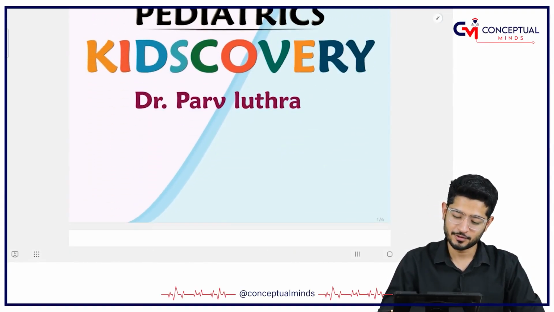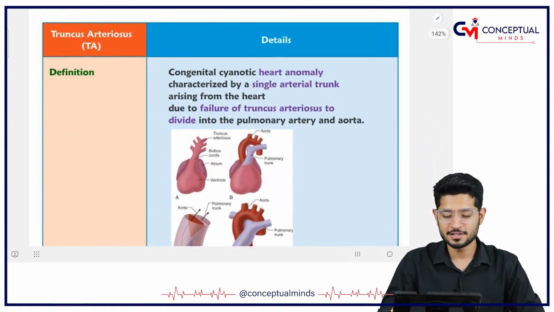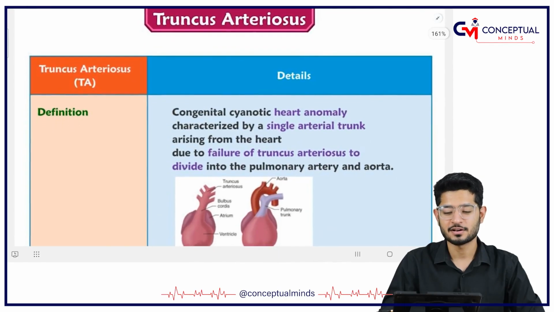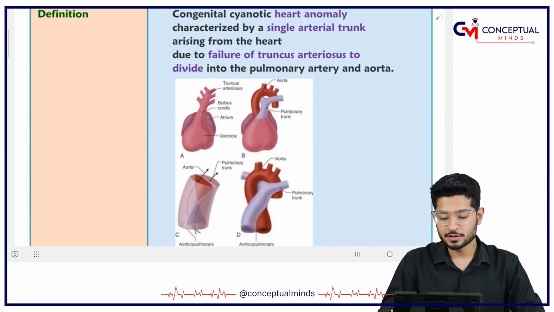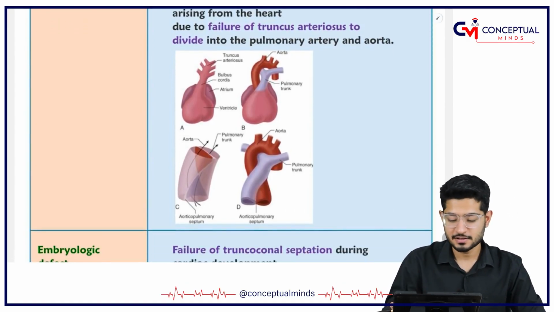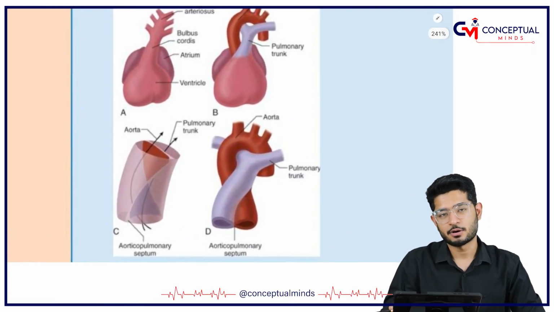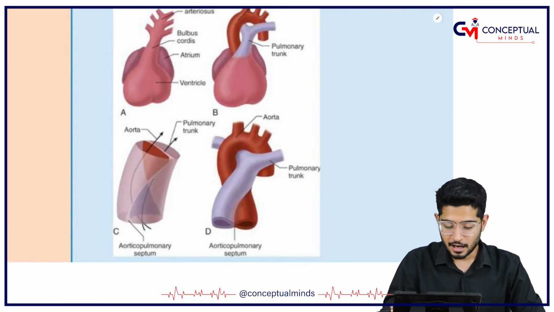Myself Dr. [name]. We are discussing the cardiovascular system, or pediatric cardiology, and the topic of discussion is Truncus arteriosus. Now what is Truncus arteriosus? See, Truncus arteriosus is actually an embryological structure which is responsible for dividing the pulmonary trunk and the aorta.